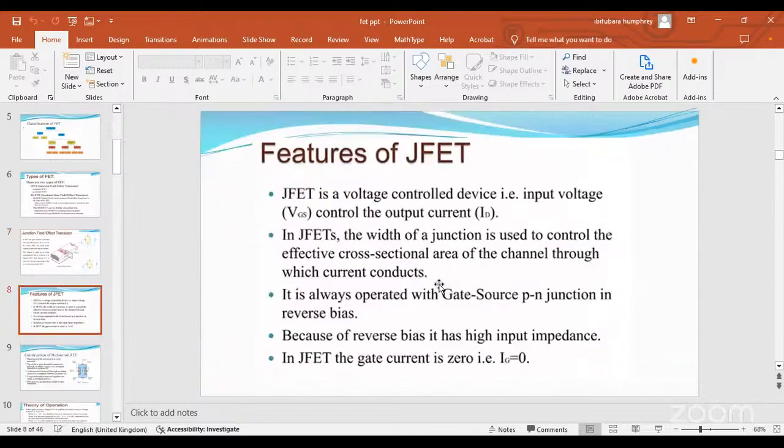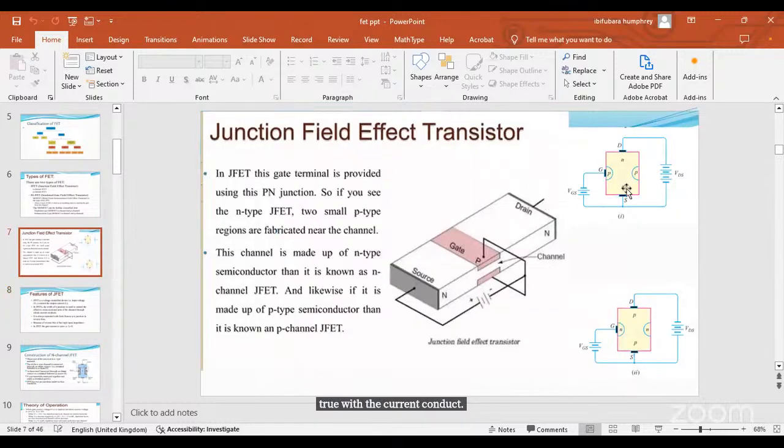Features of JFET. JFET is a voltage control device. Input voltage, VGS, controls the output current ID. In JFET, the width of the junction is used to control the effective cross-sectional area of the channel through which the current conducts. This is the width of the channel.